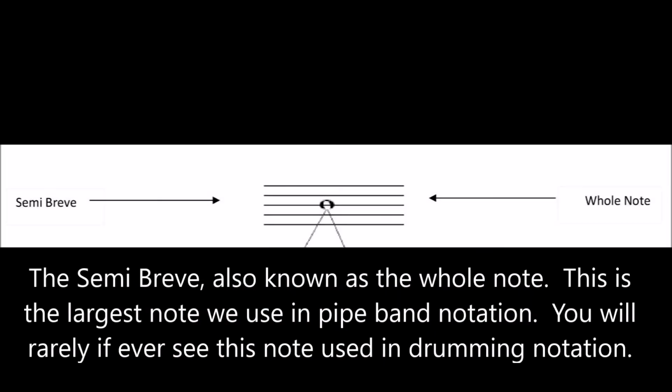The first note at the top of the pile is the semibreve, also known as the whole note. This is the largest note we use in pipe band drumming notation, and you'll rarely if ever see this note used, purely because it's just so long in terms of duration.